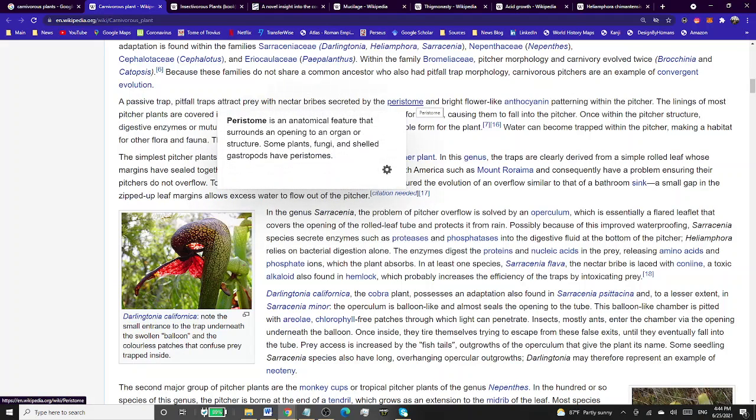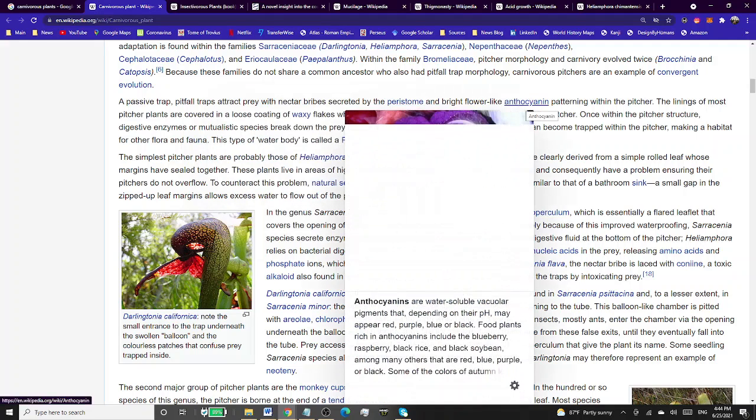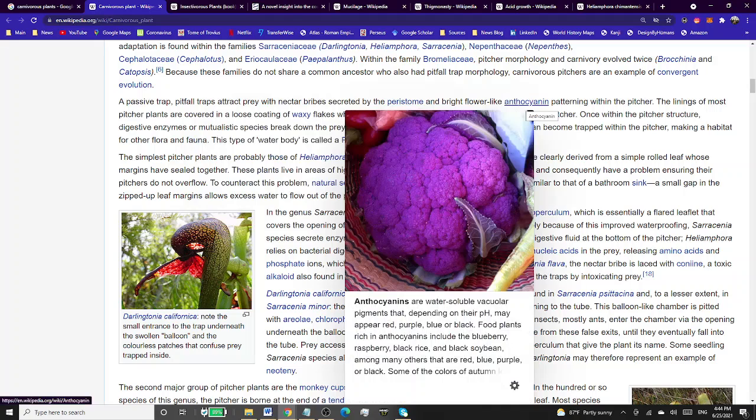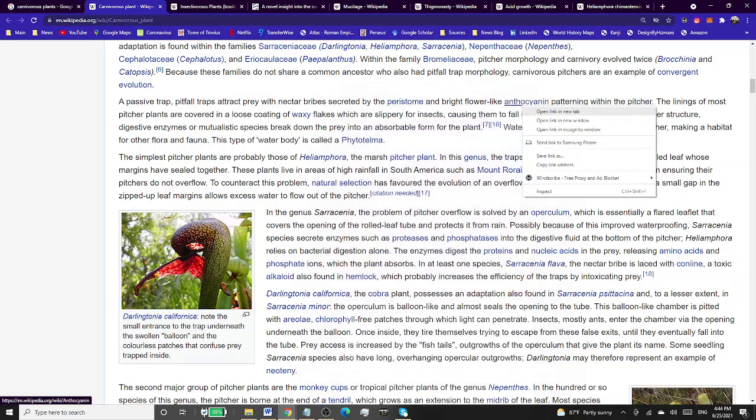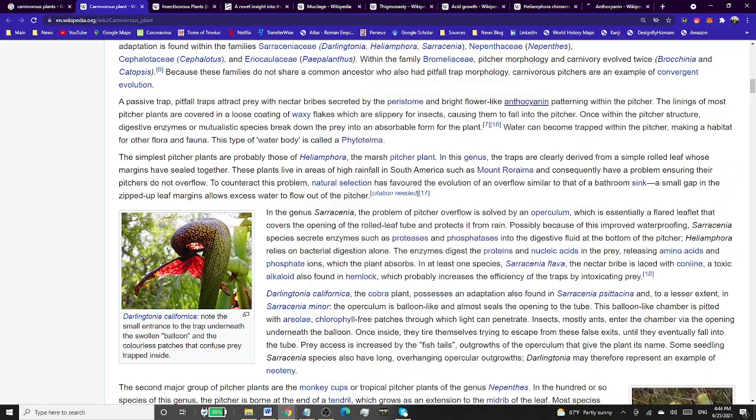The peristome secretes something to bring them all in, and they have an anthocyanin pigment. And this is the way that insects' eyes work. A lot of insects can see ultraviolet, and plants take advantage of this by attempting to have pigments which are visible to insects specifically to attract them. So this pigment, for example, can be used to attract them, but it's attracting them to a trap. It's a trap attraction.